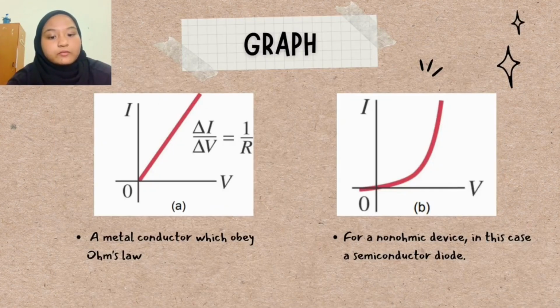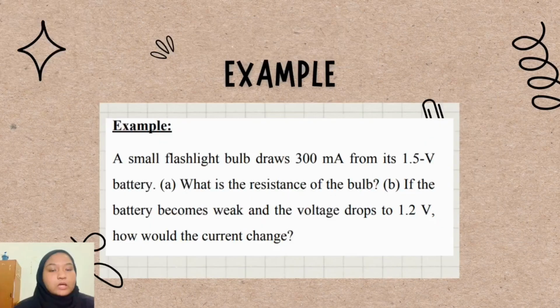Next, the graph. For figure A, it is a straight line graph. Usually, it is for metal conductor that obey Ohm's law. For figure B, it's a curved line graph for a non-ohmic device, for example, semiconductor.